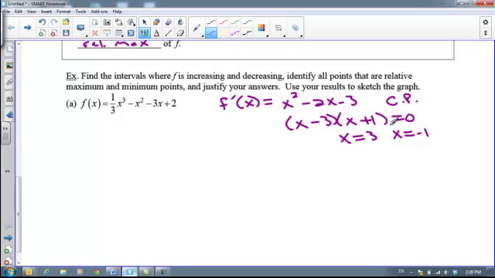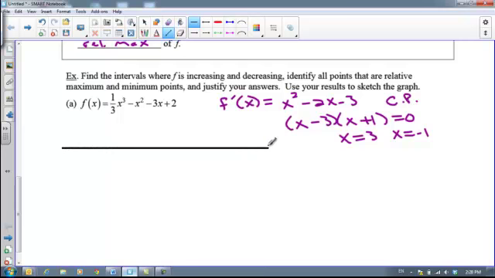So I'm going to show you a way of organizing your thoughts. So I'm going to draw a little number line here. I'm going to get back to my pen. All right, I'm going to put these critical points on this number line, only the critical points, negative 1 and 3. And I am going to check the sign of f prime, and that's going to tell me something about f.